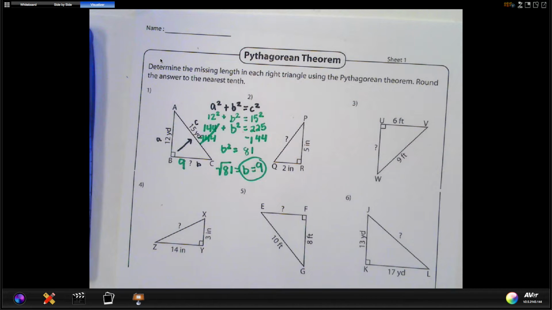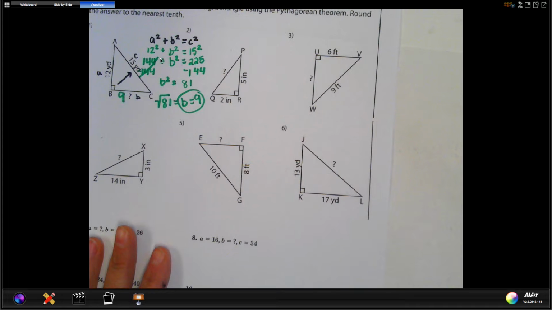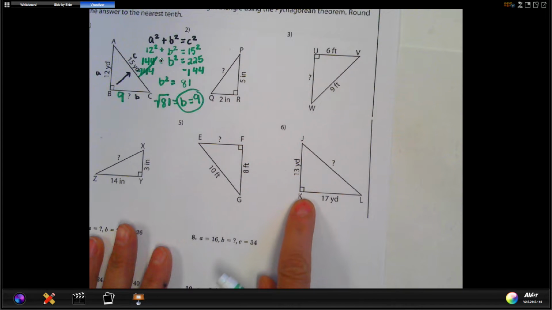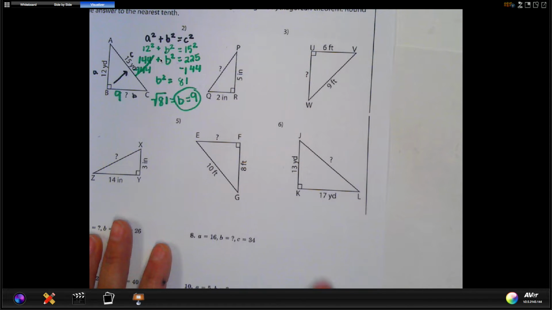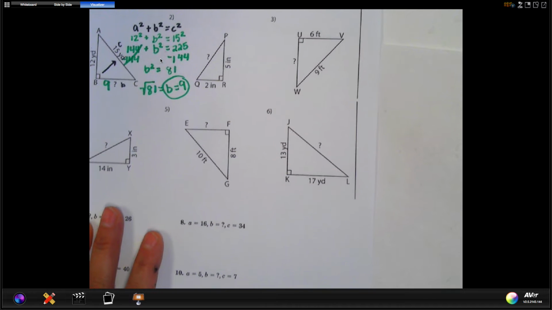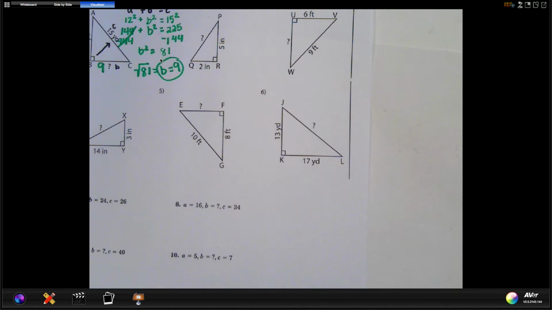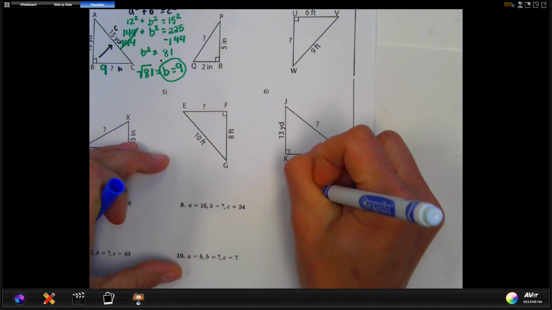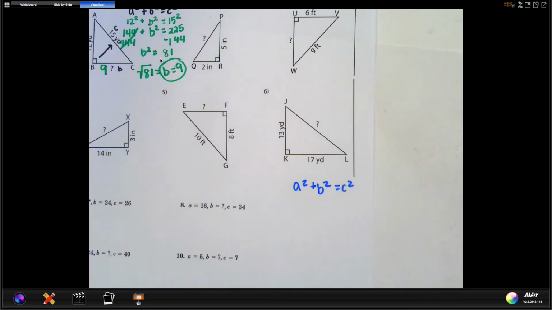Let's do another one. Let's do one that has c missing. So let's go down to number 6, for example. So number 6, right triangle again, right? And I'm going to run out of space, so I'm going to do mine under here. You can do yours on the back or on a separate sheet of paper if you don't have enough space. I'm going to do mine right here for the sake of the video. So I see it's a right triangle. a squared plus b squared equals c squared. That's how I need to start.